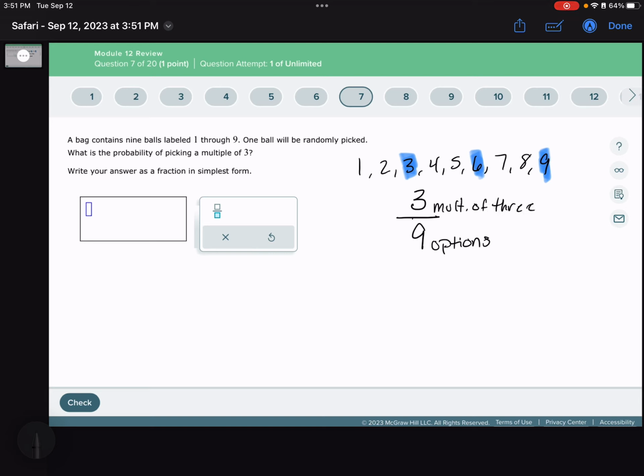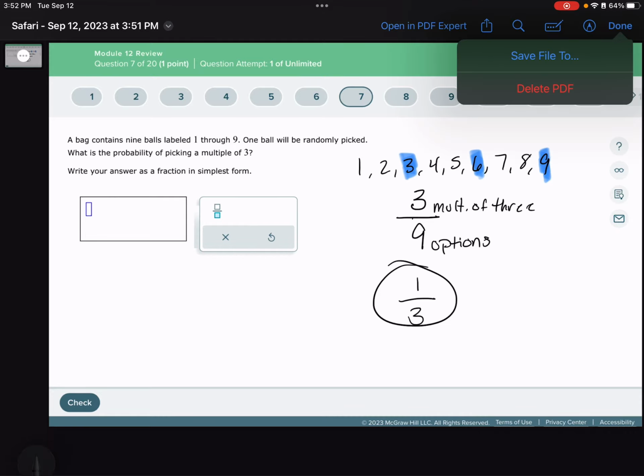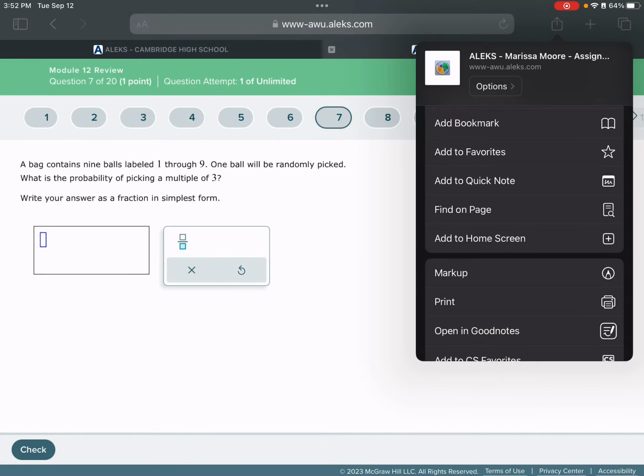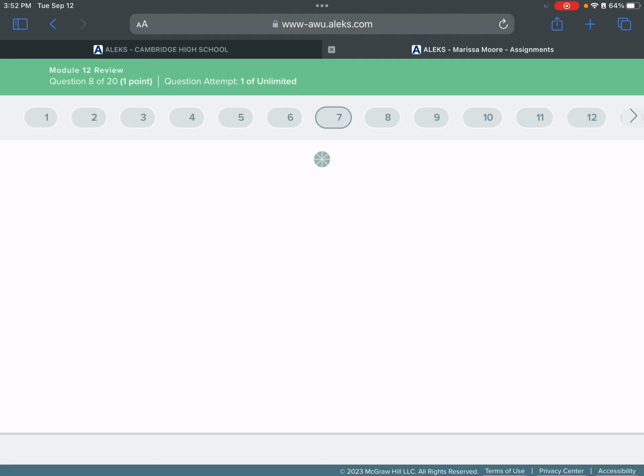I can simplify this to be 1 over 3, and that would be my answer. Number 8.